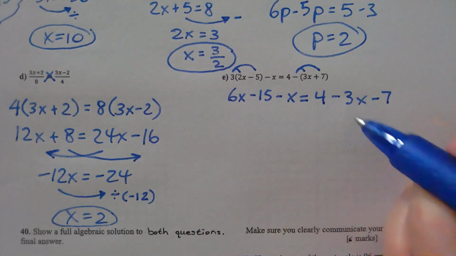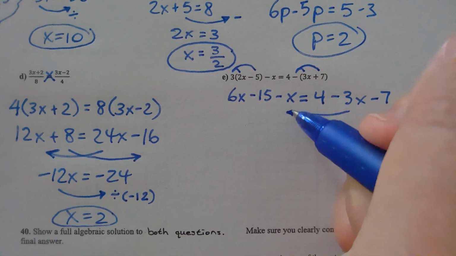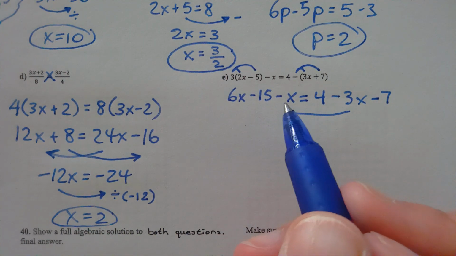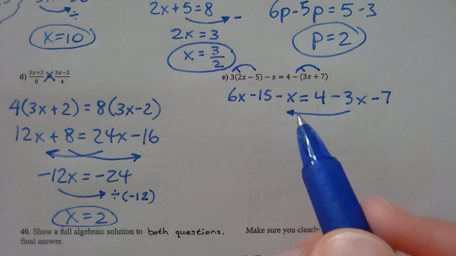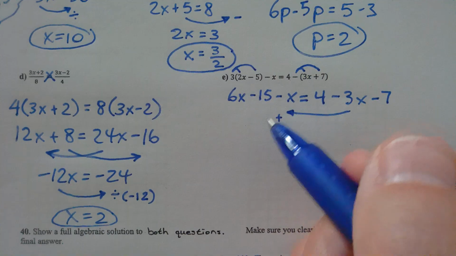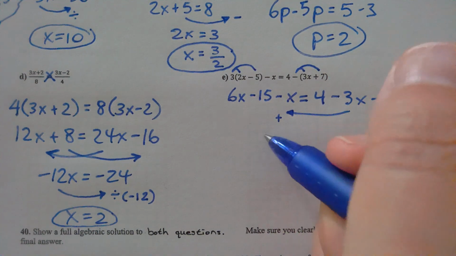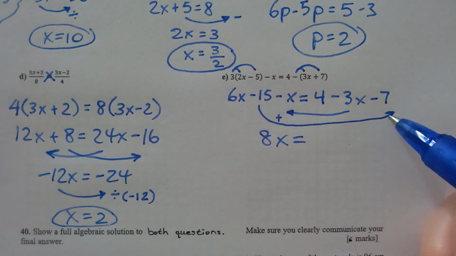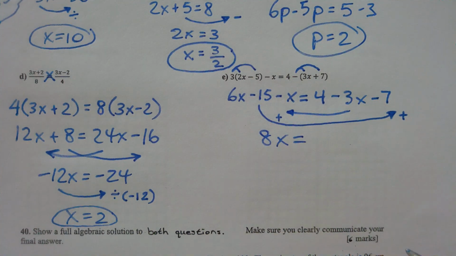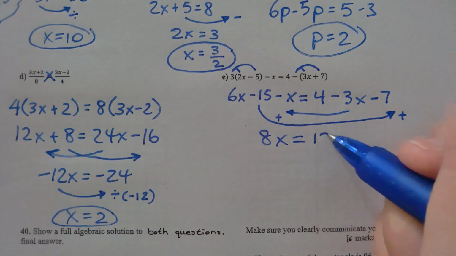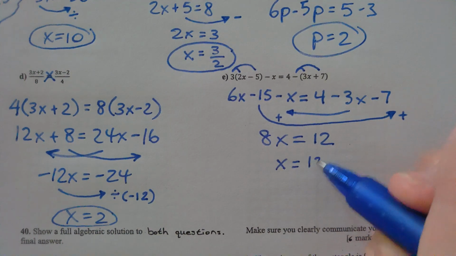Okay, group all the like terms. The x I don't need to move because it's already on the left side. So 6x and the minus x are already on the left. I'm only moving the negative 3x to the left, so this becomes the plus. So 6x minus x, 5, plus 3, 8. So 8x equals, move the negative 15 to the right side. So 4 minus 7 is negative 3, plus 15, 12. So x equals 12 over 8. Full marks.